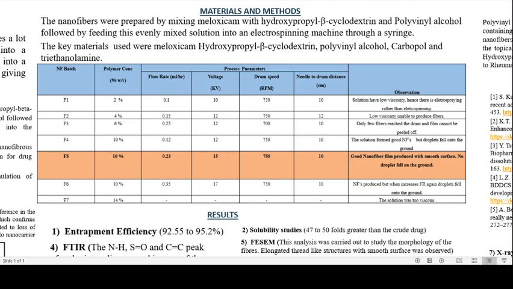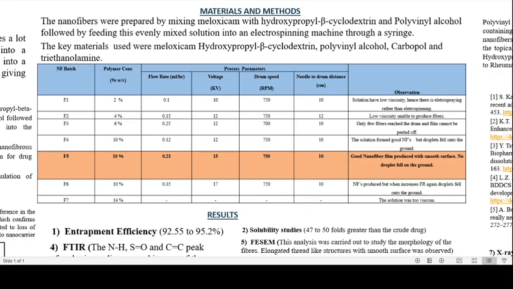But when the polymer concentration was increased to 10%, it gave good nanofibers, but some of the droplets fell on the ground. So at that time it was important to increase the flow rate. When the flow rate was increased from 0.12 to 0.23, keeping the concentration of the polymer at 10% only, good nanofibers were produced with a smooth surface and no droplet fell on the ground. The sixth batch had the same concentration, but when the flow rate was increased, the nanofibers were produced, but again the droplets fell on the ground.